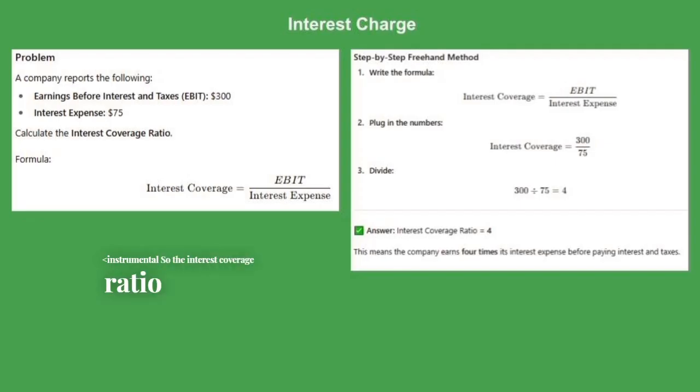Coverage ratio is 4. That means the company earns 4 times as much as it needs to cover its interest expense.